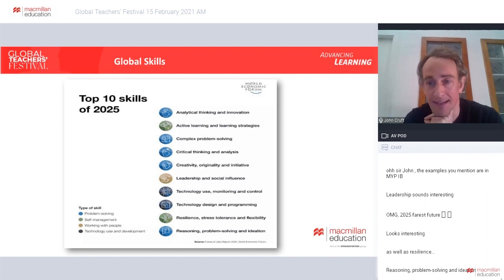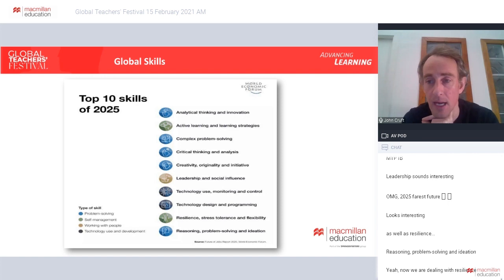But I think you can really grasp the kind of skills that are becoming essential. And I wonder how many of those we are currently teaching with our students. If you are teaching any of these skills or supporting your students with them, feel free to let me know which ones you are already integrating into your classrooms.